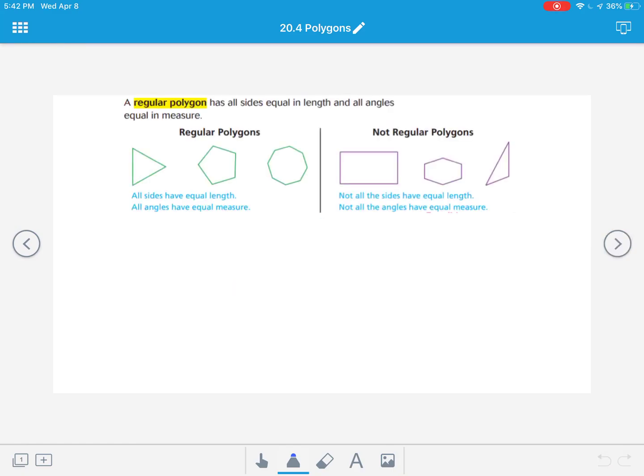One more note that you need to write down, you can go ahead and write this as I talk, is the word regular polygon. A regular polygon has all sides that are equal in length and angles that are equal in measure because the sides are equal. So the sides are equal and the angles are equal. Those are called regular polygons.